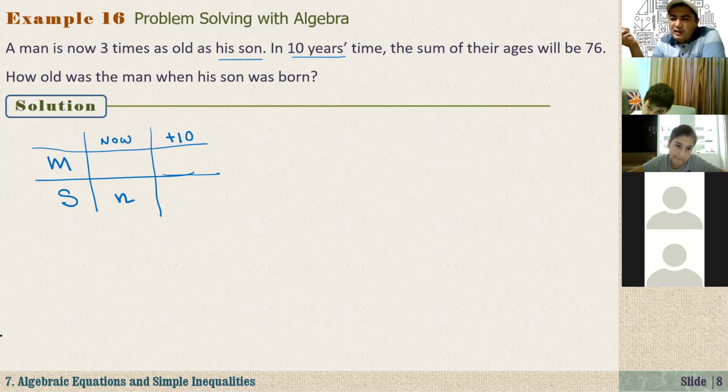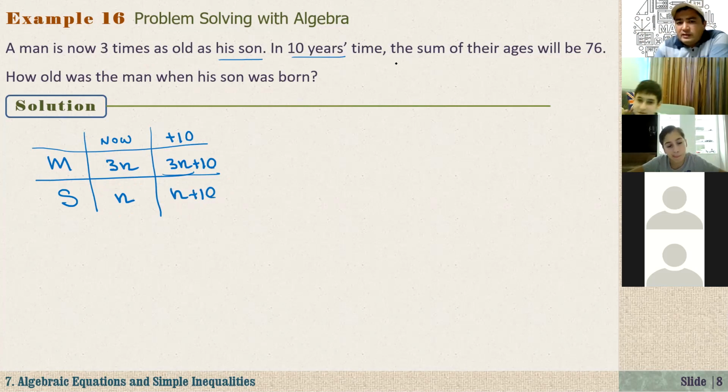And why am I using n? Usually, if our answer involves whole numbers, we can use n or m, or with any real number at the time, x, y, z. But actually, it doesn't matter. Here it says that a man is now 3 times as old as his son. So his age must be 3n. And in 10 years' time, how old will this man be? That is 3n, present age, plus 10. And how about his son? His son will be n plus 10, right?